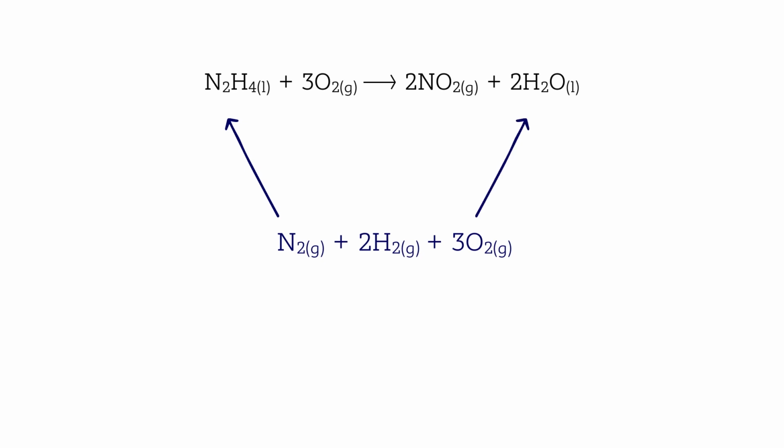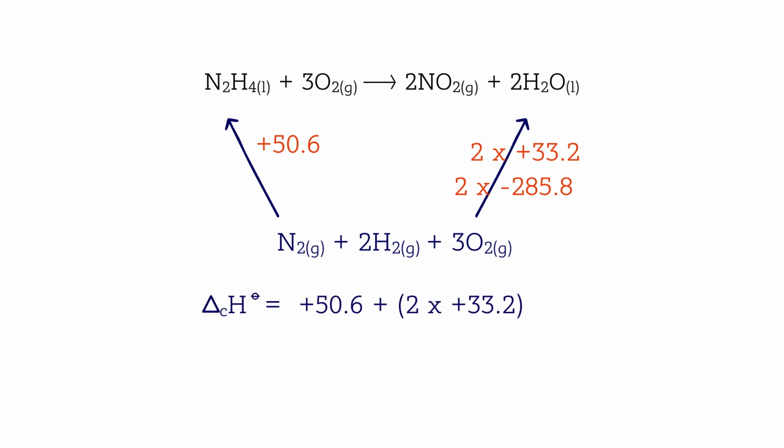In the next step, we simply add the data to our arrows. So in order to make 1 mole of hydrazine, plus 50.6 kilojoules per mole on the left-hand side. On the right-hand side, we're going to need the enthalpy change for making 2 moles of nitrogen dioxide and 2 moles of water. Running from left to right, I simply write each of these enthalpy changes into my calculation at the bottom of the page.